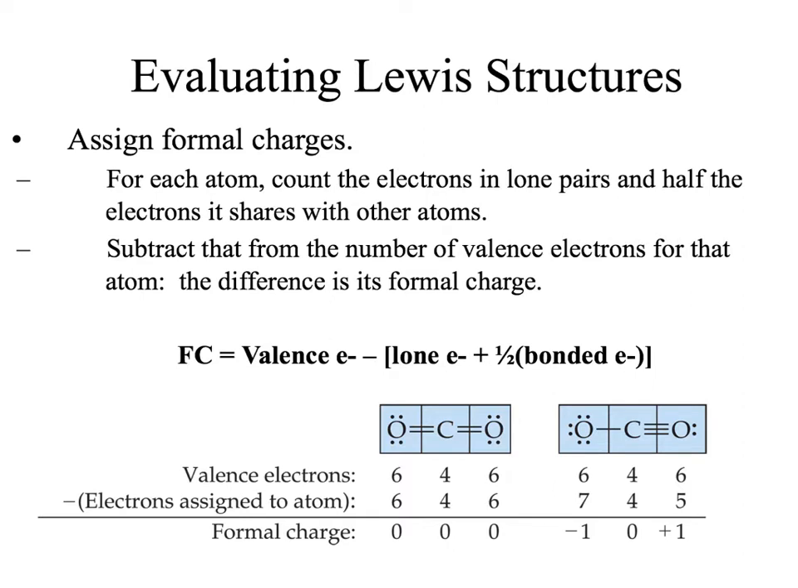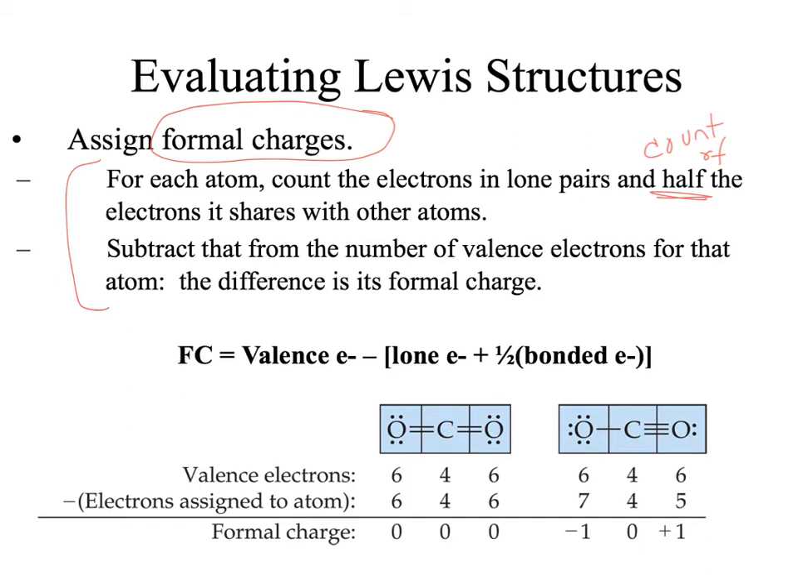This is a new vocabulary word, formal charge or formal charges. We are going to assign formal charges to each atom in the structure. This is how we're going to do it. For each atom, we're going to count the electrons in lone pairs, and we're going to count half of the electrons that atom shares with other atoms. So let's see how we're doing that down here.